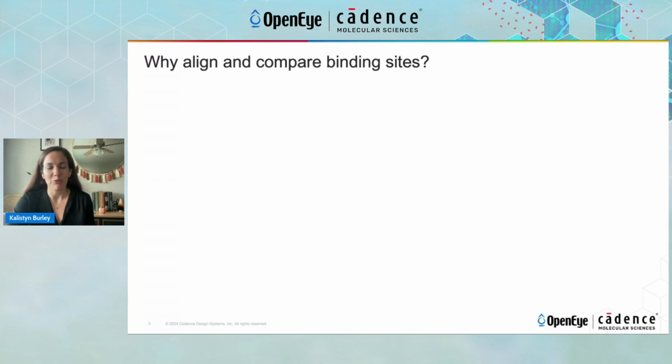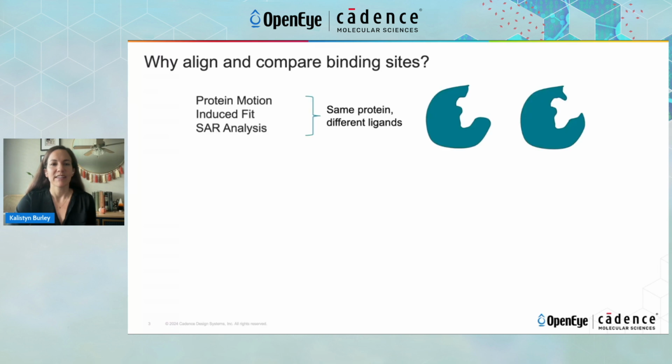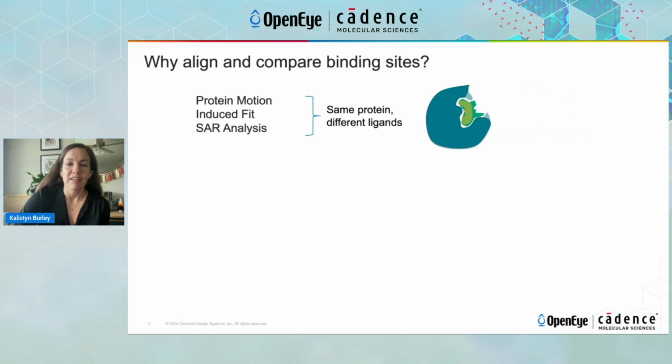Starting with our first bullet point, why align and compare binding sites? Well, there are a number of reasons you might want to do this. Let's start with the case that you're working on a particular target and you have multiple structures of this target, or there are other publicly available structures of this target bound to different ligands. Perhaps, as in this one on the right, there's some sort of conformational change that occurs, or maybe there isn't. Either way, we ultimately want to see the overlay of these two pockets so that we can better interpret our SAR. So here, SiteHopper can be used to align these pockets with these different ligands.